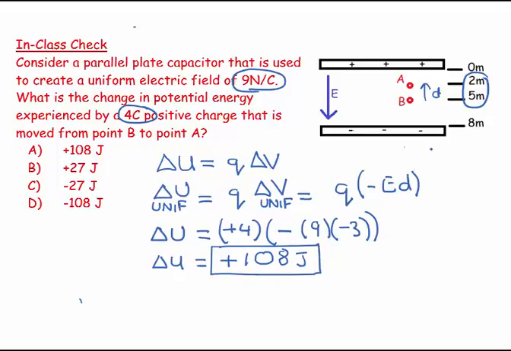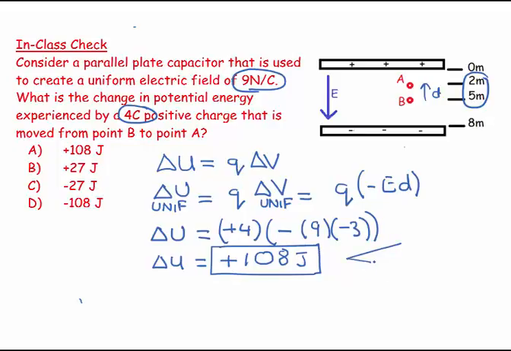I got the positive sign because although there's a negative sign in the equation for potential difference, my displacement was in the opposite direction to the electric field, and so I characterized my displacement as being a negative 3 meters. If the displacement had been in the same direction as the electric field, it would have been a positive 3 meters. Well, it raises the question of, does this make sense?